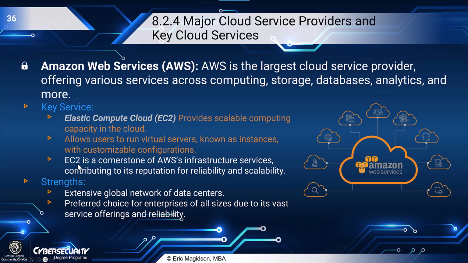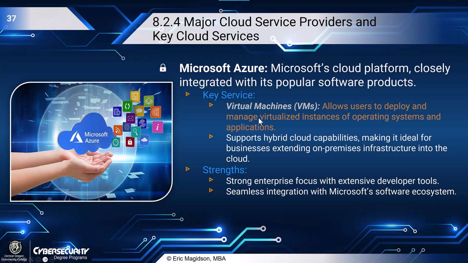So EC2 is the cornerstone of AWS's infrastructure. It's what brought people to the cloud, was that scalability, that redundancy, all the things that make cloud great. So, an extensive global network of data centers, again, reduces that latency, and it's the preferred choice for enterprises of all sizes due to its vast service offerings and reliability. So, a lot of opportunities within cloud engineering as it pertains to information technology. Now, coming up number 2, and has yet to really take over the number one spot, is Microsoft Azure.